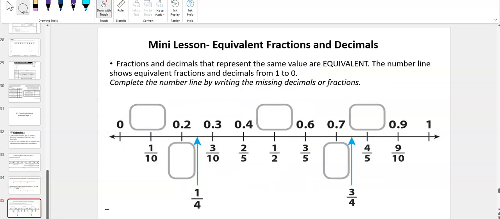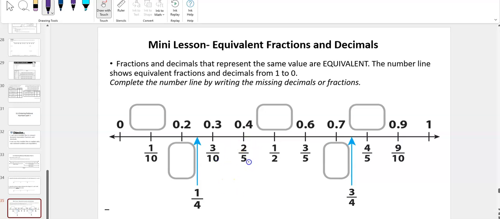Okay, so now that we know where our fractions and decimals live, we need to start looking at how fractions and decimals represent the same value, which means that they are equivalent to each other. This number line below shows equivalent fractions and decimals from 0 to 1. They want us to fill in these missing pieces. So obviously, 3 tenths as a decimal is the same as 3 over 10 as a fraction.